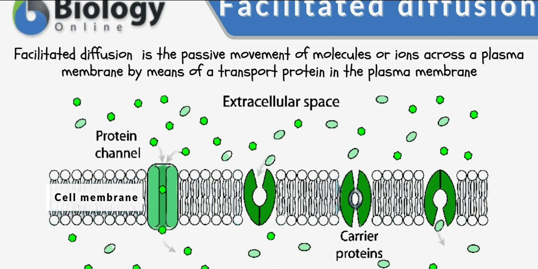This means that they move from where they are less to where they are more, creating an imbalance. This requires energy from the cell in the form of ATP, adenosine triphosphate, which is like the currency of cellular energy. There are two types of active transport: primary active transport and secondary active transport.